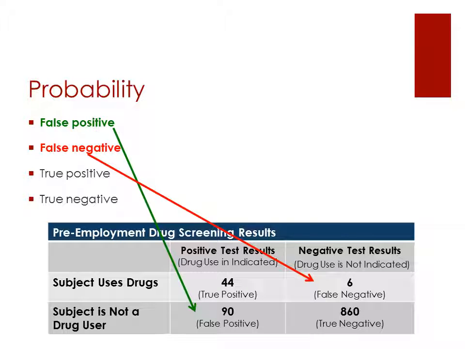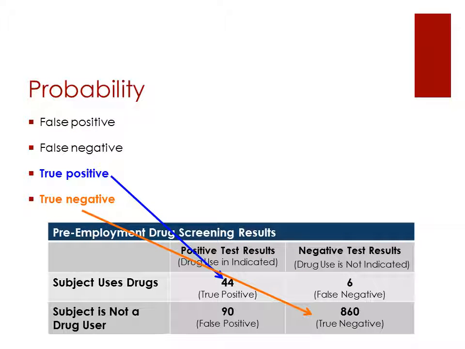The false positive is when we say the particular event occurred, in this case the person is using drugs, when in fact it did not occur, the person is not a drug user. A false negative is when we say the person is not using drugs when in fact they were using drugs. So here we're saying that the event did not occur, and in fact we are incorrect, the event had occurred.